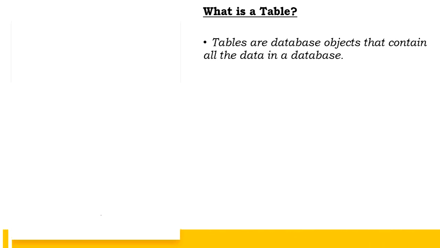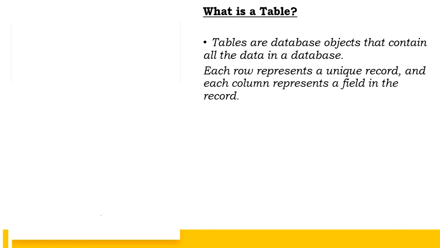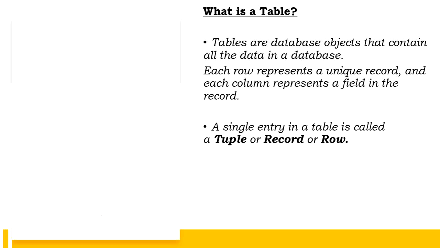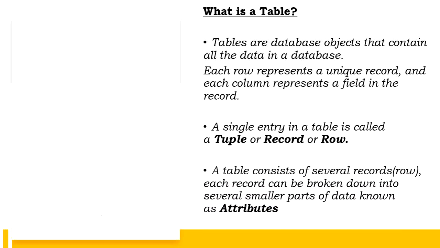Tables are database objects that contain all data in a database. Each row represents a unique record and each column represents a field in a record. A single entry in a table is known as a tuple or record or a row. A table consists of several records which are stored as rows. Each record can be broken down into several smaller parts of data known as attributes.